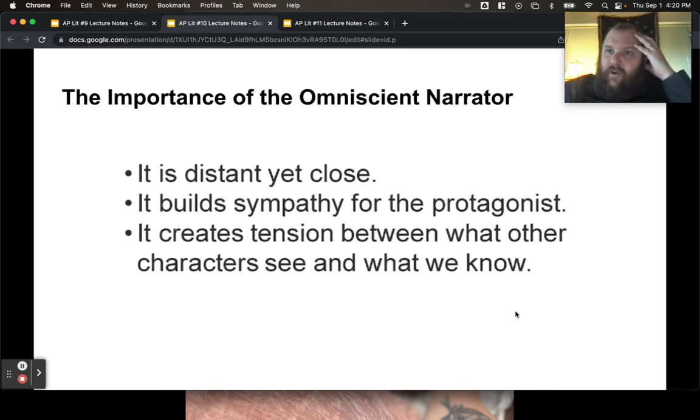And at the end of the story, God, your heart is breaking for this woman, especially the ending. You should read that story. So it builds sympathy for the protagonist. It creates, this is so important, and gosh, literature is just insane how powerful it is. It creates a tension between what other characters see and what we know.